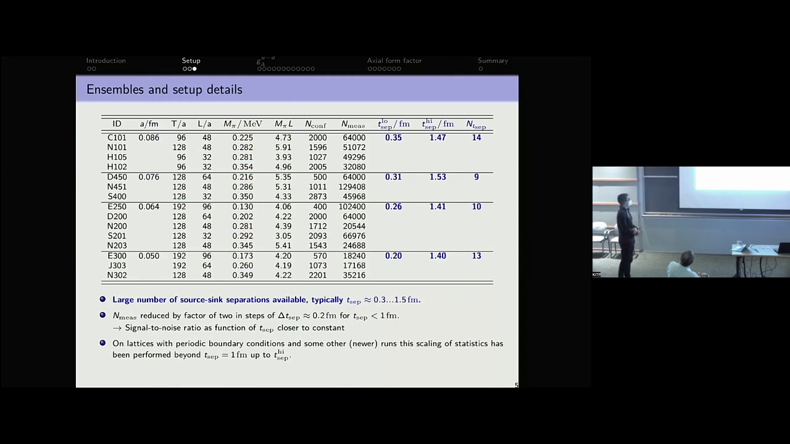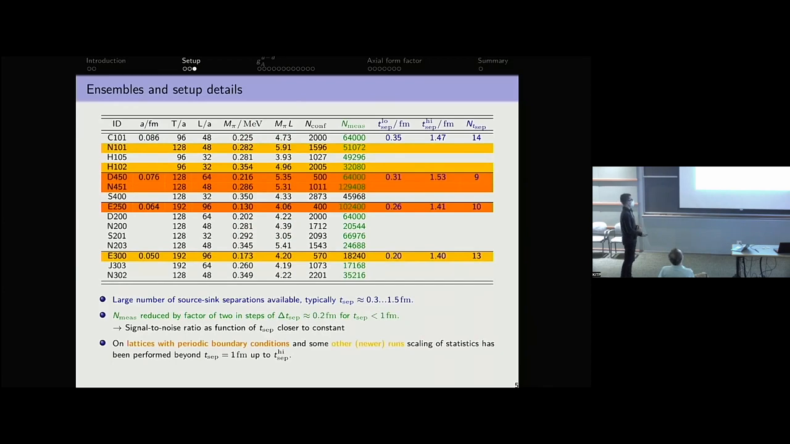There's one more thing here that concerns how many source-sink separations we use, which Andre mentioned in his talk. We use a fairly large number, as you can see here, up to 14 actually, between roughly 0.3 and 1.5 fm. And then we also try to scale our statistics down. So if you go below 1 fm, we reduce the statistics by a factor of 2 in steps of roughly 0.2 fm. The idea is to keep the signal-to-noise ratio closer to a constant as a function of sink separation than to see the full exponential increase. In some cases, the scaling has been performed all the way up, even beyond 1 fm, but that's not so important here.